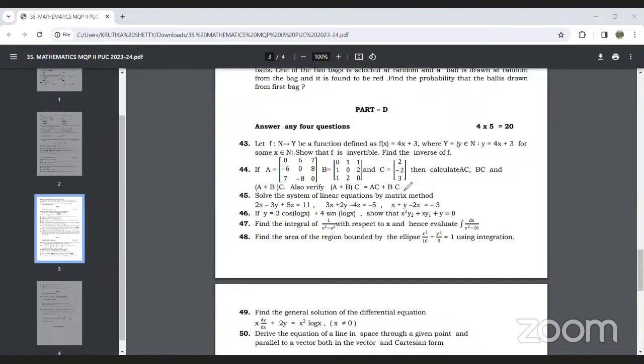Okay, so simple, what you will do is first solve the LHS and then solve the RHS. So first solve the LHS, consider it as equation 1, and then solve the RHS. So first we have to solve the bracket here, A plus B, and whatever answer you get, multiply it by C. So you will get the required LHS. Next solve AC and BC, add them, you will get the RHS, consider it as equation 2.